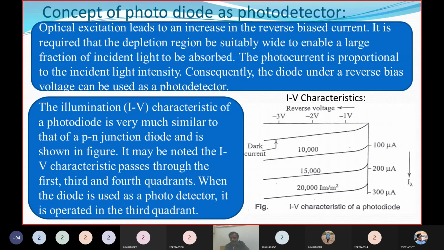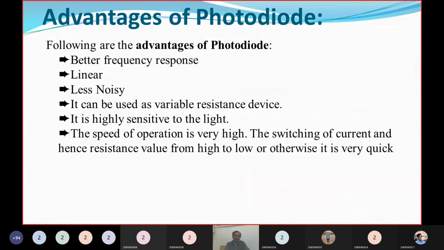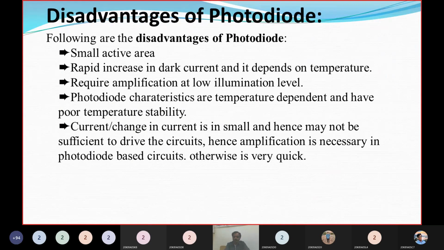As we discussed, current increases very suddenly with increasing intensity of light. Similarly, resistance also decreases with increasing intensity of light. Similarly, if you reduce the intensity of light, the current reduces as well as the resistance increases. It is a very quick process. So these are some advantages of the photodiode. Now there are some disadvantages also.